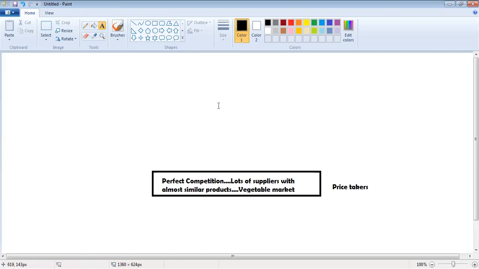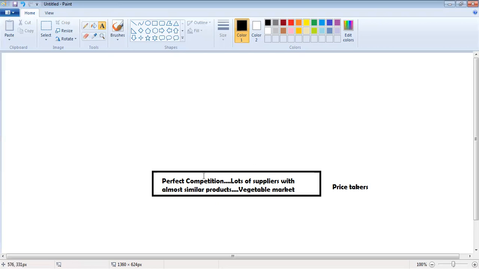Now, what will happen if you sell it for $8? Can you tell me? Imagine, in a perfect competition, let's say everyone is selling potatoes for $10. And you decide to sell the potato at $8 per kilo. Can you do that? Or if you do that, what will happen? Imagine. You have a loss. You might have a loss, right?